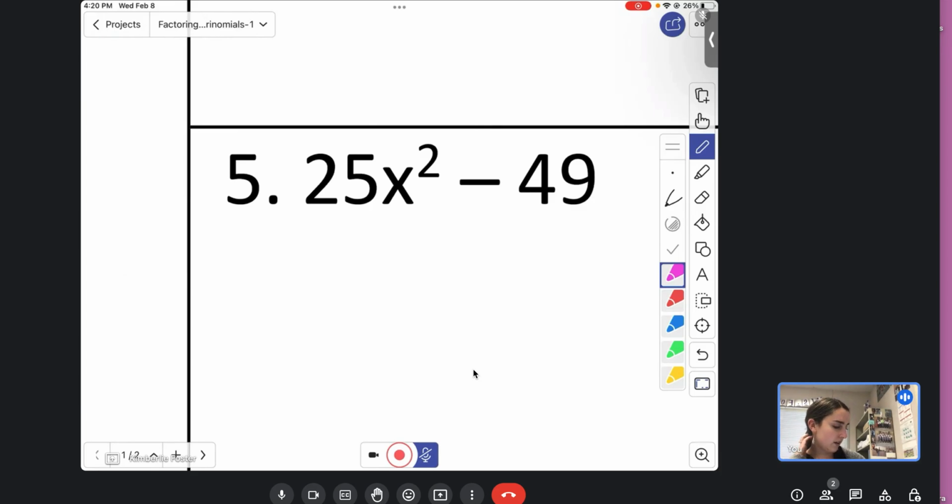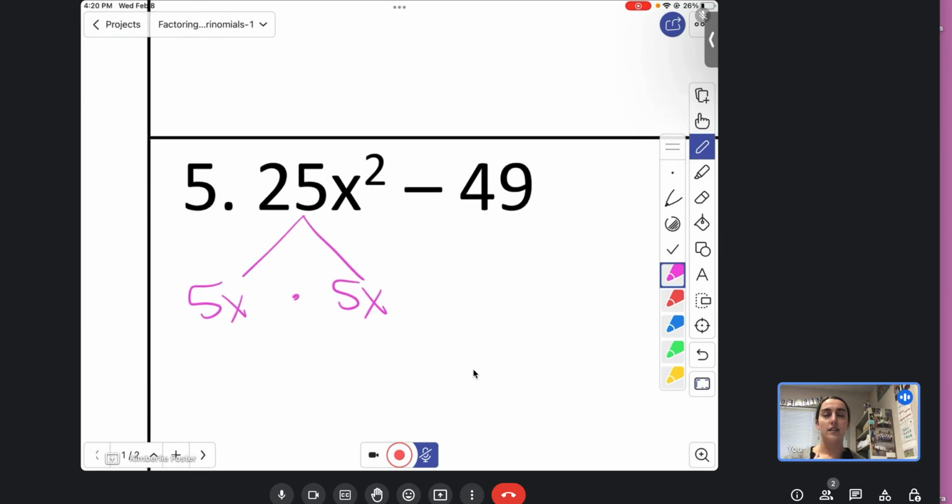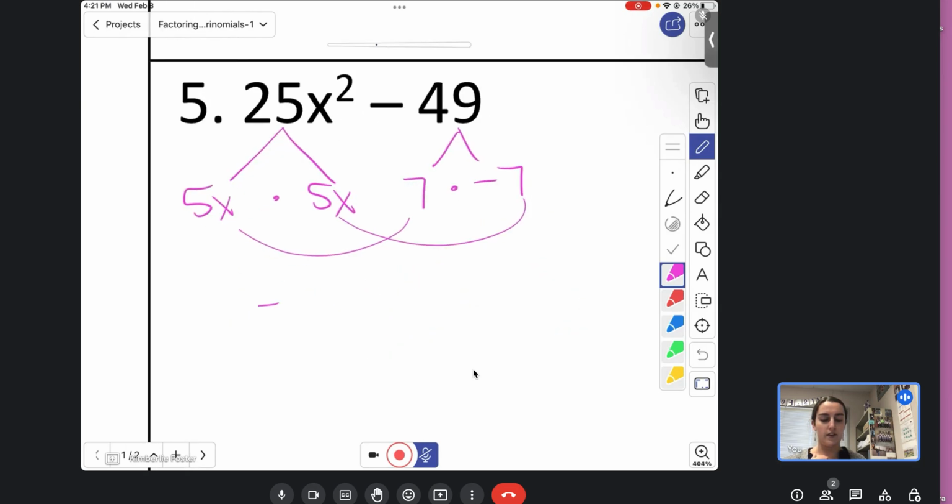Okay, number 5. We haven't really seen one like this. We have a number in front of the x squared. Well, I know that 25 is 5 times 5. X squared is x times x. So if I break that apart, this is 5x times 5x, right? 49 is a perfect square. It's 7 times 7. This is negative 49. So I know that's 7 times negative 7. All right, now we're going to pair them up. So it's going to be 5x plus 7 times 5x minus 7.